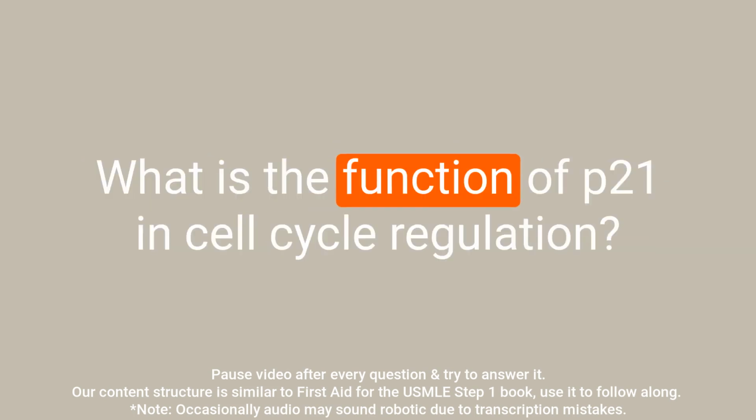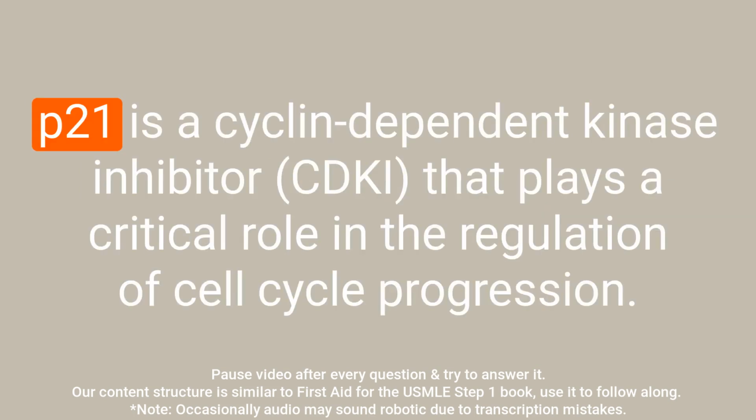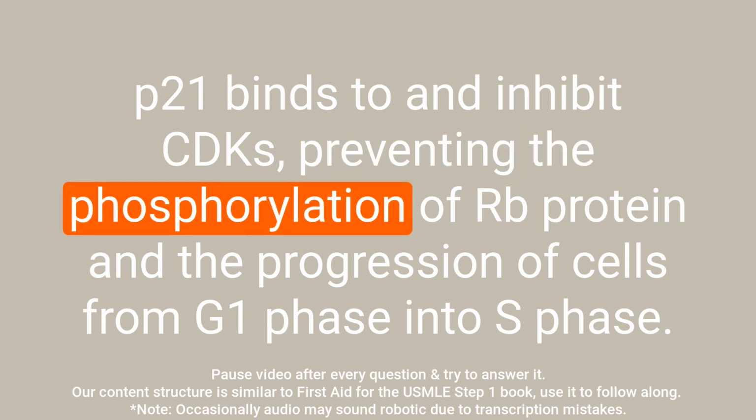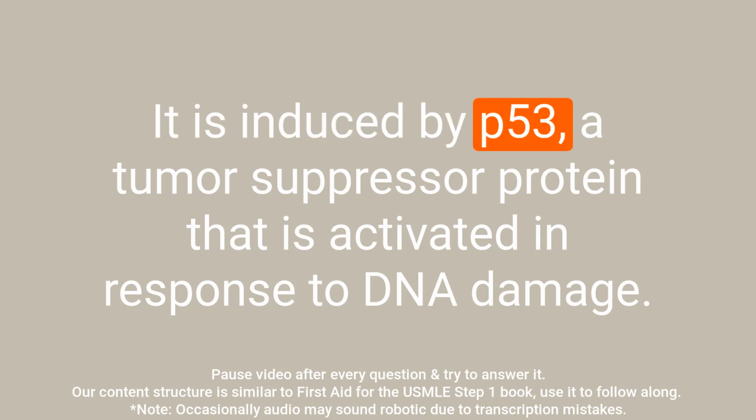Question: What is the function of P21 in cell cycle regulation? Answer: P21 is a cyclin-dependent kinase inhibitor that plays a critical role in the regulation of cell cycle progression. P21 binds to and inhibits CDKs, preventing the phosphorylation of Rb protein and the progression of cells from G1 phase into S phase. It is induced by P53, a tumor suppressor protein that is activated in response to DNA damage.